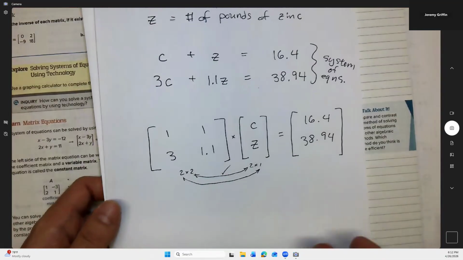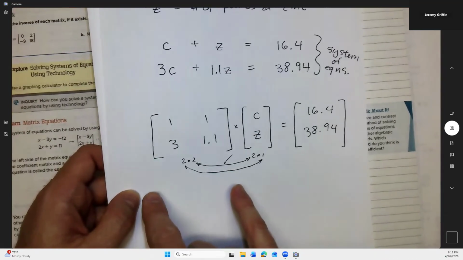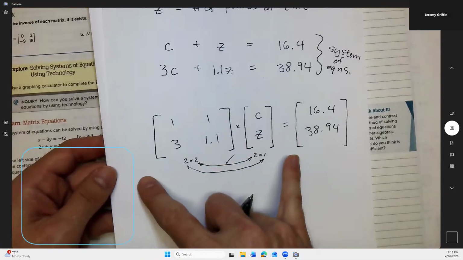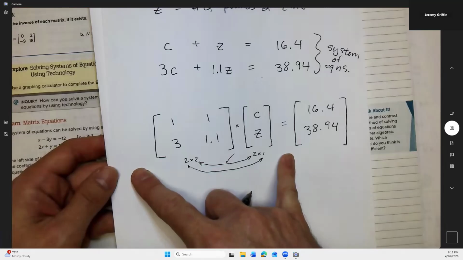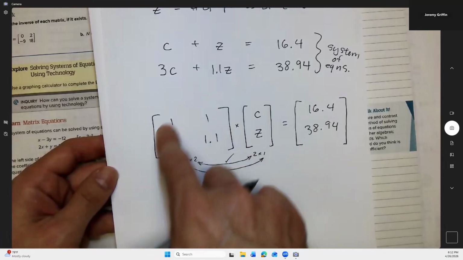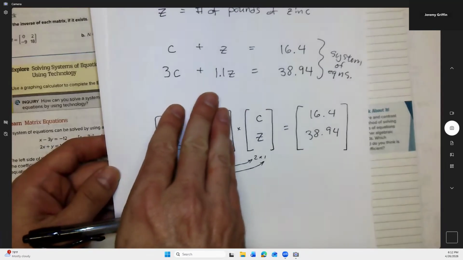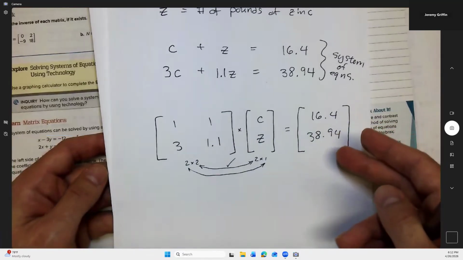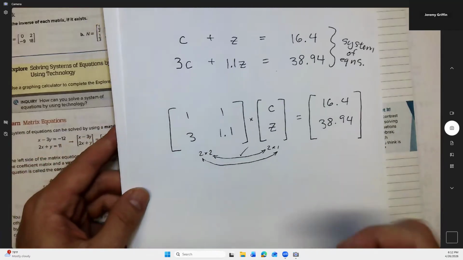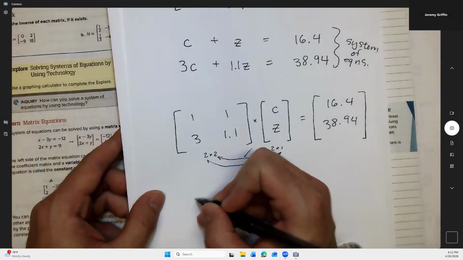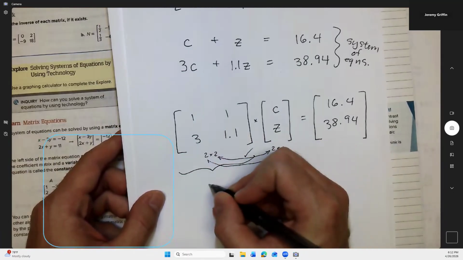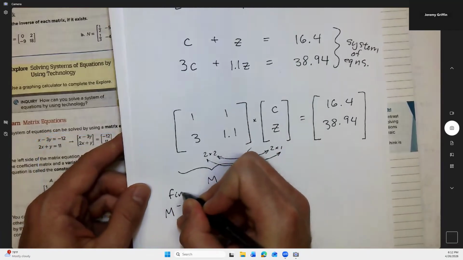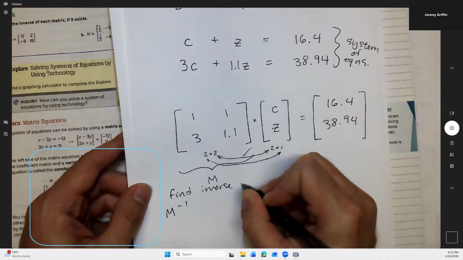So now, how does that help us? Well, here's where inverse matrices come in. What if this is some matrix M, and I simply multiply both sides by its inverse? Then the inverse times the original matrix will give me an identity, which will effectively cancel out and leave C and Z equal to a 2 by 1 matrix, which will be the answer. So let's find the inverse matrix. I'll call this M for matrix, so M inverse.